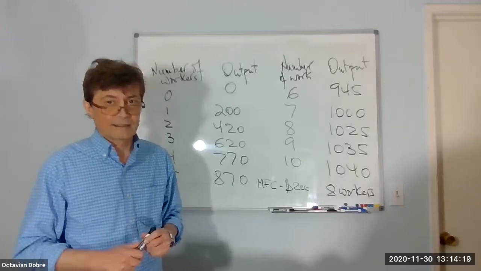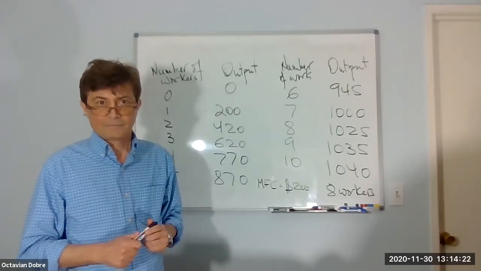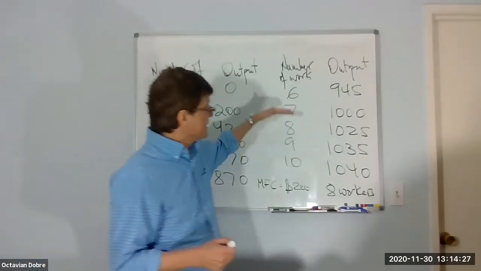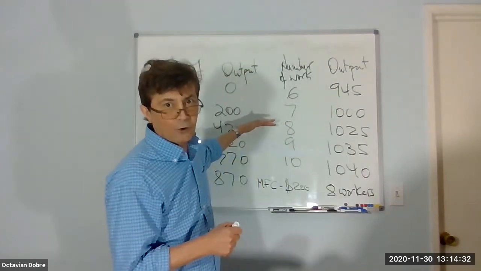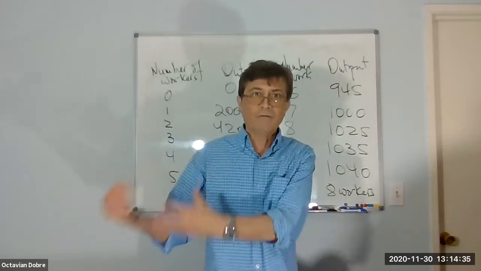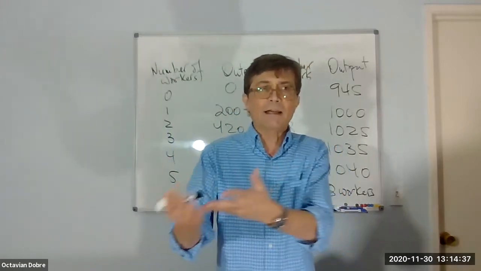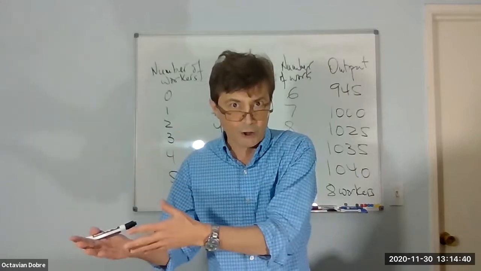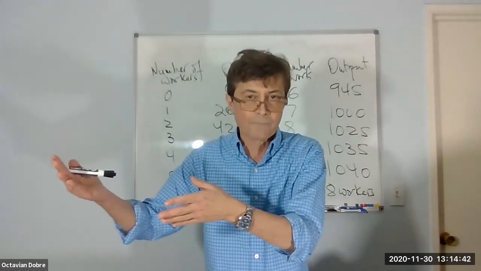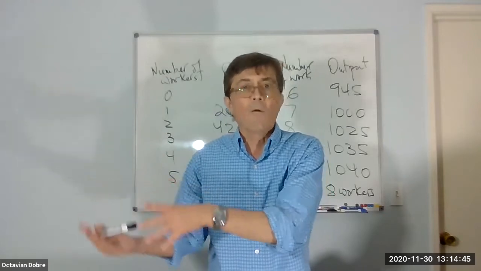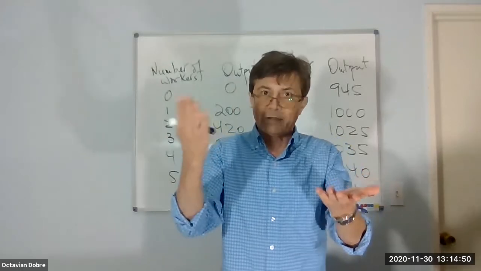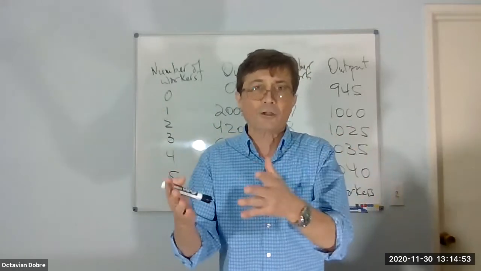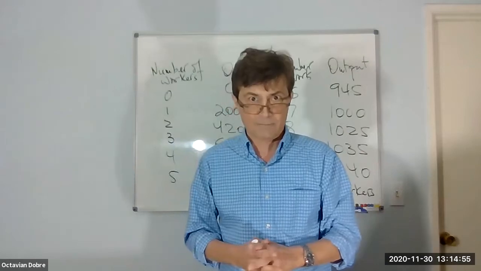In terms of units, 25, because 7 workers are producing 1,000 units and 8 workers are producing 1,025. So by bringing in that extra 8th worker, the contribution was 25 units because output went up from 1,000 to 1,025. So the 8th worker contributes 25 units.